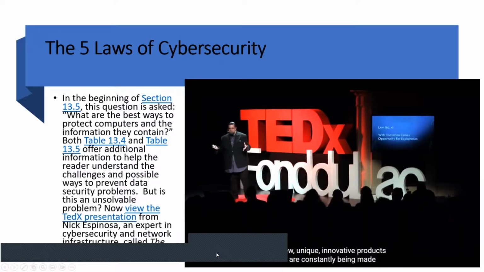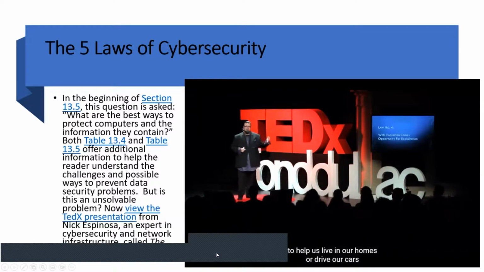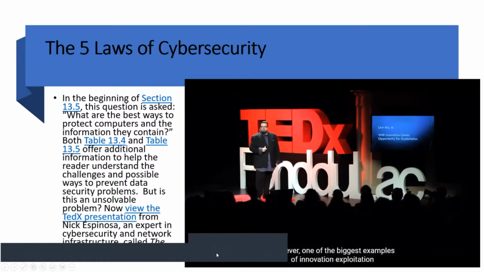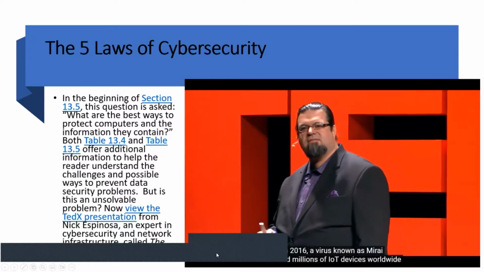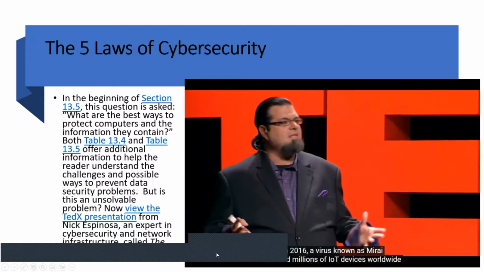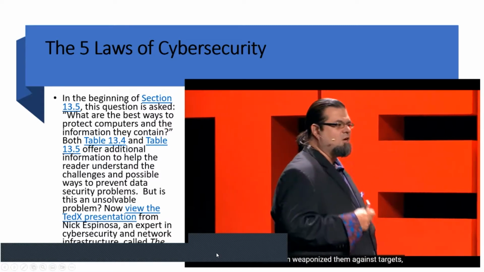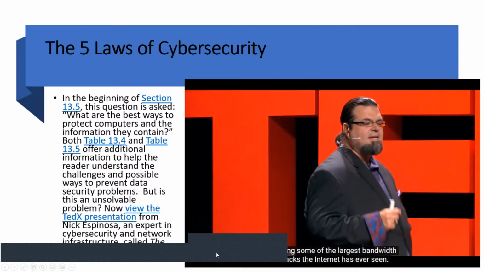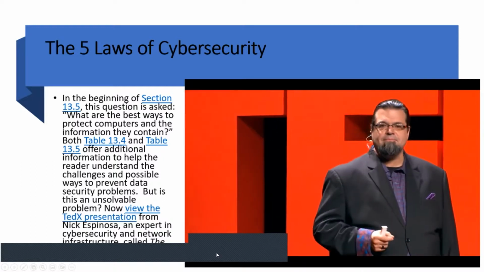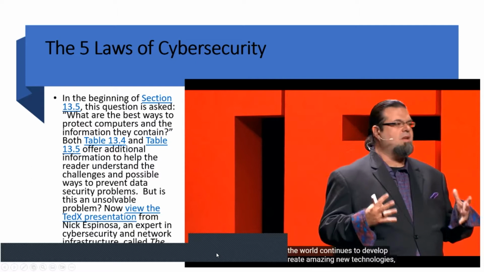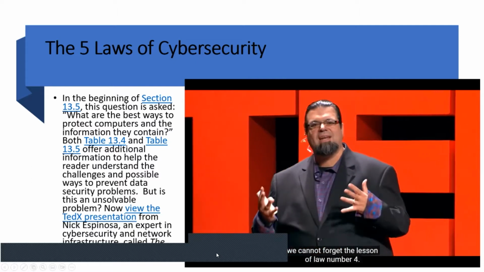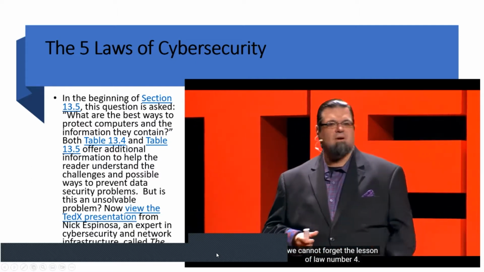New, unique, innovative products are constantly being made to help us live in our homes, or drive our cars, or even improve our health. However, one of the biggest examples of innovation exploitation is IoT hacking. In 2016, a virus known as Mirai infected millions of IoT devices worldwide and then weaponized them against targets, creating some of the largest bandwidth attacks the internet has ever seen. As the world continues to develop and create amazing new technologies, we cannot forget the lesson of law number 4.